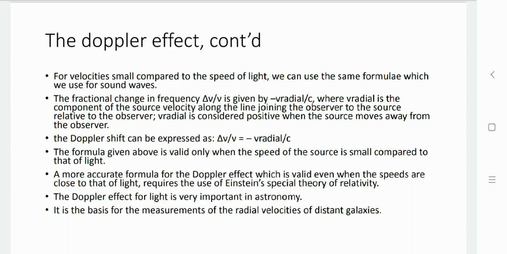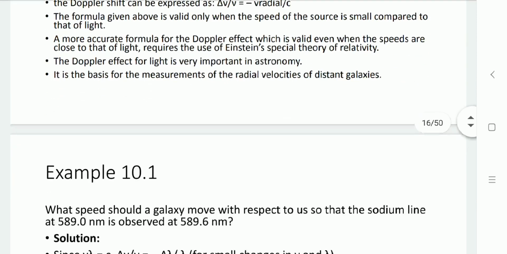This is valid when the speed of the source is small compared to light. If the speeds are close to the speed of light, then it requires Einstein's special theory of relativity. The Doppler effect for light is very important in astronomy. The measurement of radial velocities of distant galaxies is based on it. Let us go through the example.